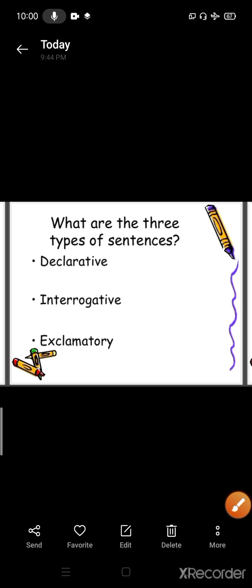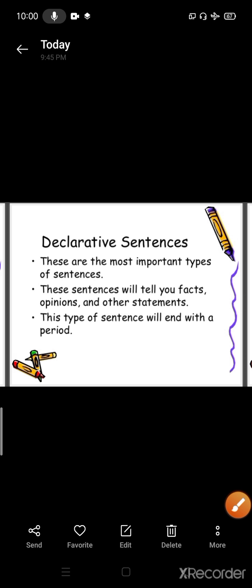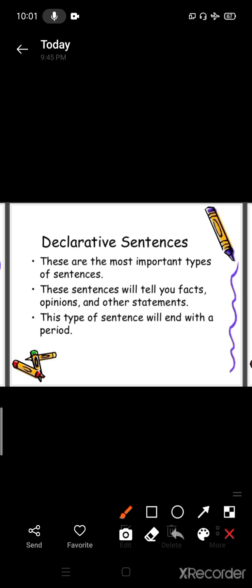There are three types of sentences. First one is declarative, then interrogative and exclamatory. Let us read about these types of sentences. Declarative sentences are the most important type of sentences. These sentences will tell you facts, opinions and other statements. This type of sentence will end with a period.